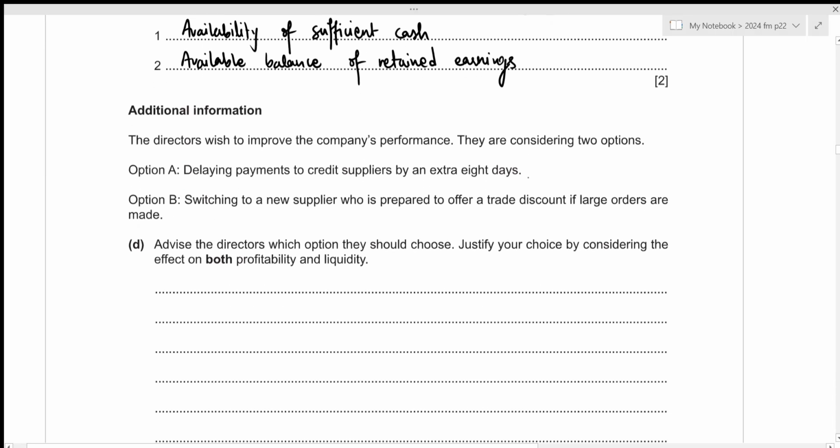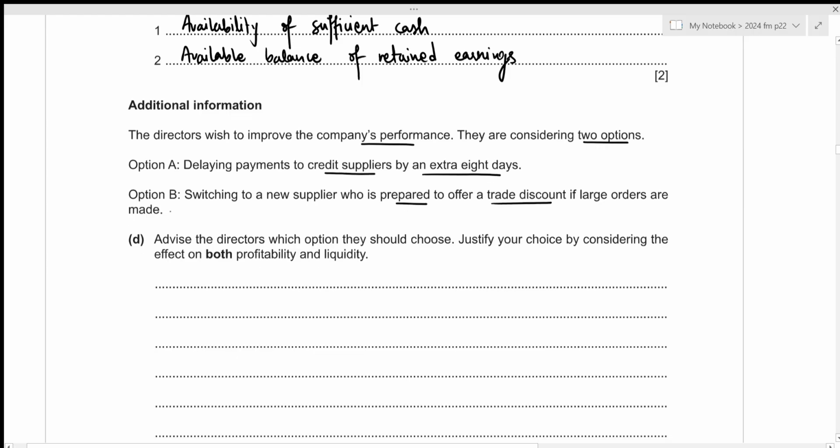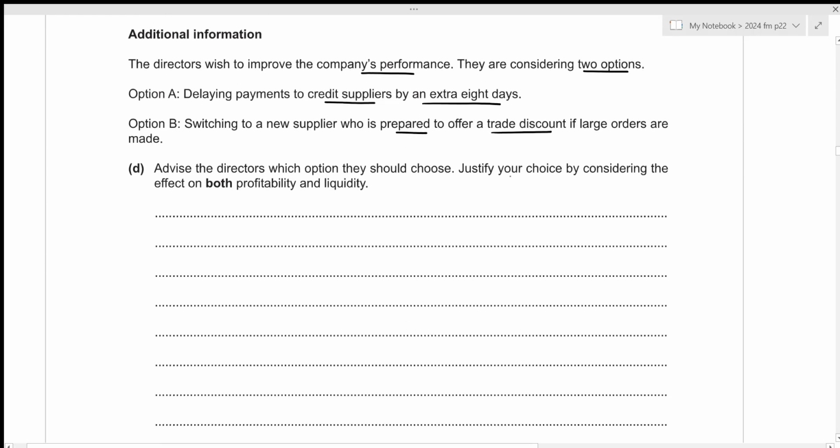We now have additional information. The directors wish to improve the company's performance. They are considering two options. The first one is to delay payments to credit suppliers by an extra 8 days. It means that the cash will remain within the business for an additional 8 days now. Option B is to switch to a new supplier who is prepared to offer a trade discount if large orders are made. We now need to advise the directors which option they should choose.